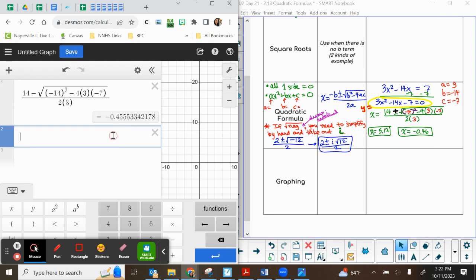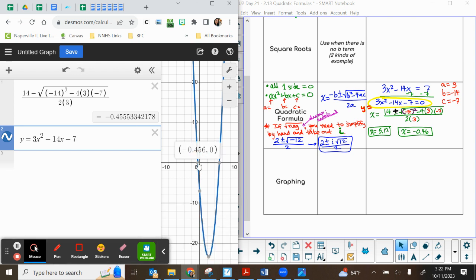Now, another thing you can do is type in your equation once you have everything. This is to check yourself. Once you have everything on one side equals 0, your x-intercepts will be those 2 points. I don't know why it's not clicking. So you can see that the x values are those 2 points.